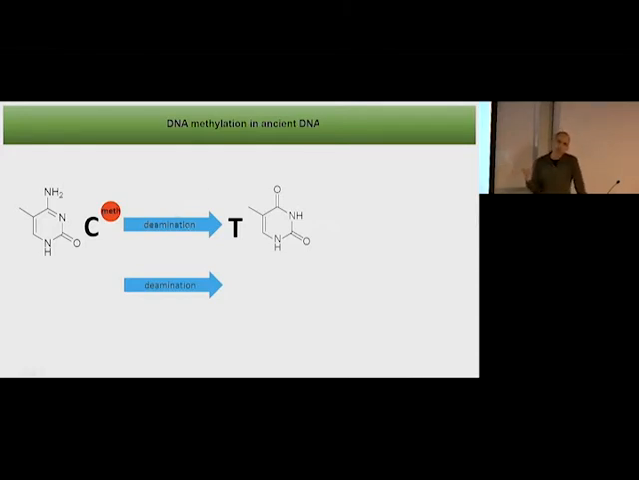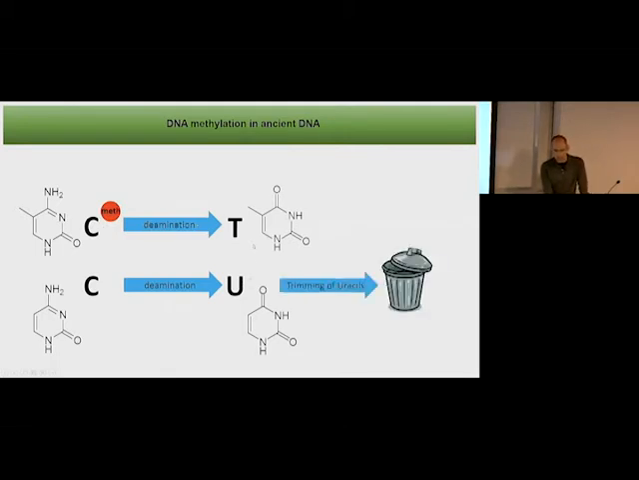So actually two natural processes take place. One is degradation, so the DNA is fragmented, and the other is deamination. So this is the natural degradation process of DNA, and your C deaminates into a U, but also your methylated C deaminates into a T. So there is this asymmetry that happens.